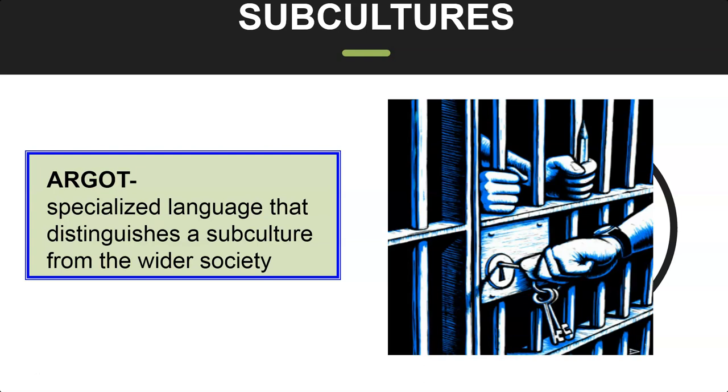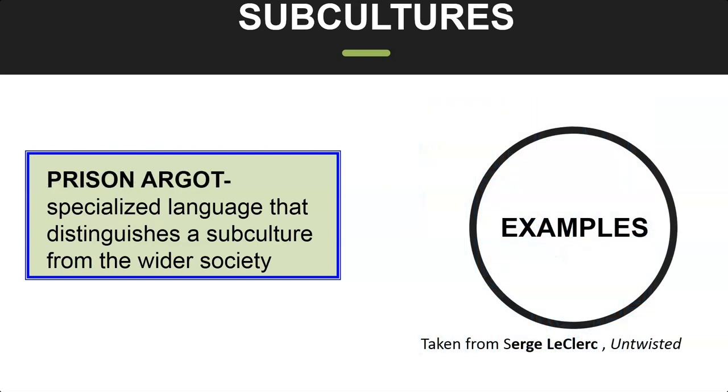Many subcultures have their own language, and this specialized language that distinguishes a subculture from the wider culture is called an argot. Let's take a look at an example. So let's take a look at something called prison argot. That's a specialized language that is used in prison that wider society might not understand the terms of.